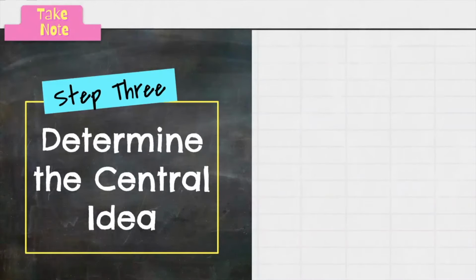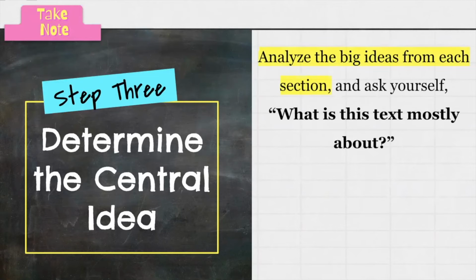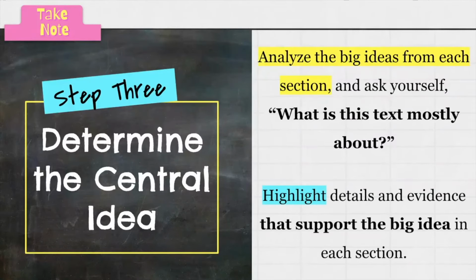Step number 3, determine the central idea. So after you have all the big ideas written down, you'll look at them and say, what is this text mostly about? Like if I combine all of these central ideas together, what is the author trying to say here or teach me? Or what's the purpose of this? And that is the main point of the text, your central idea. And again, highlight details and evidence that support the central idea in each section if you haven't already done so.